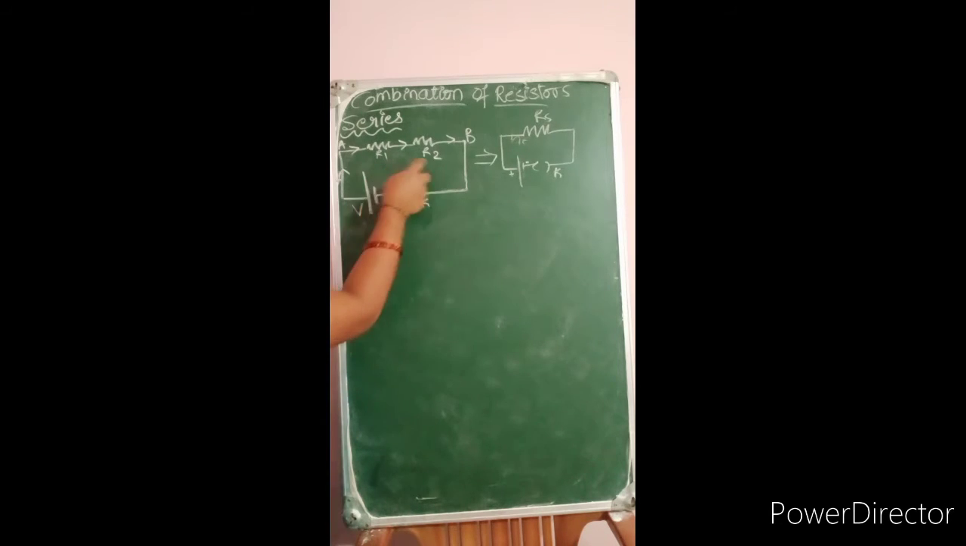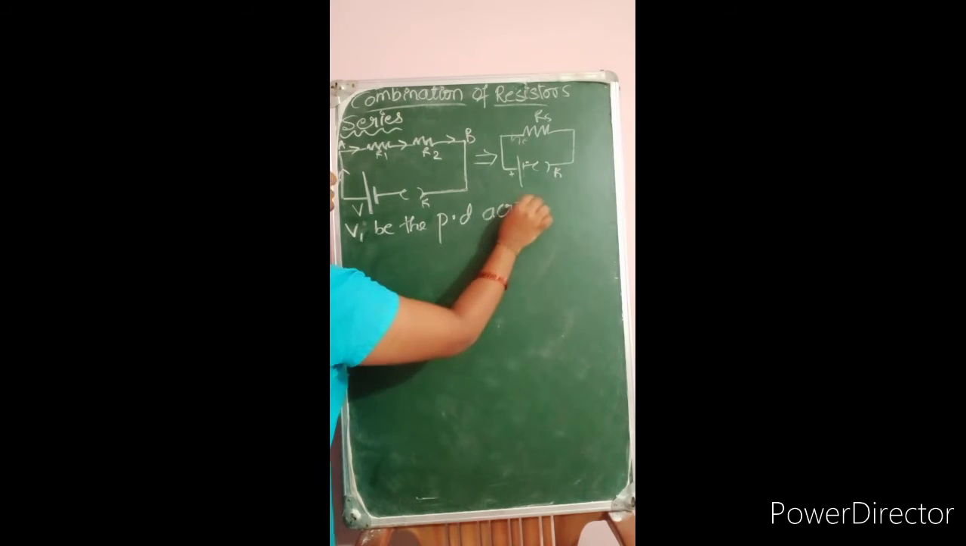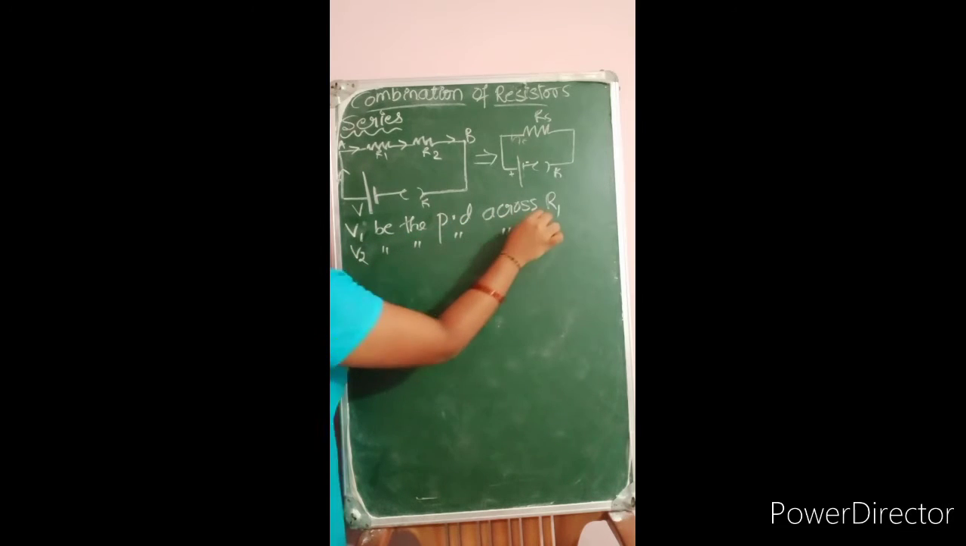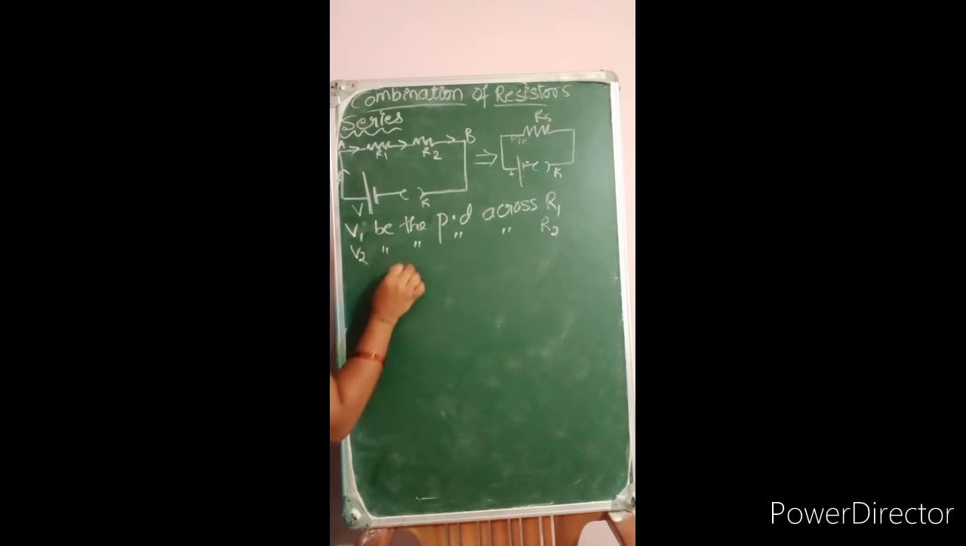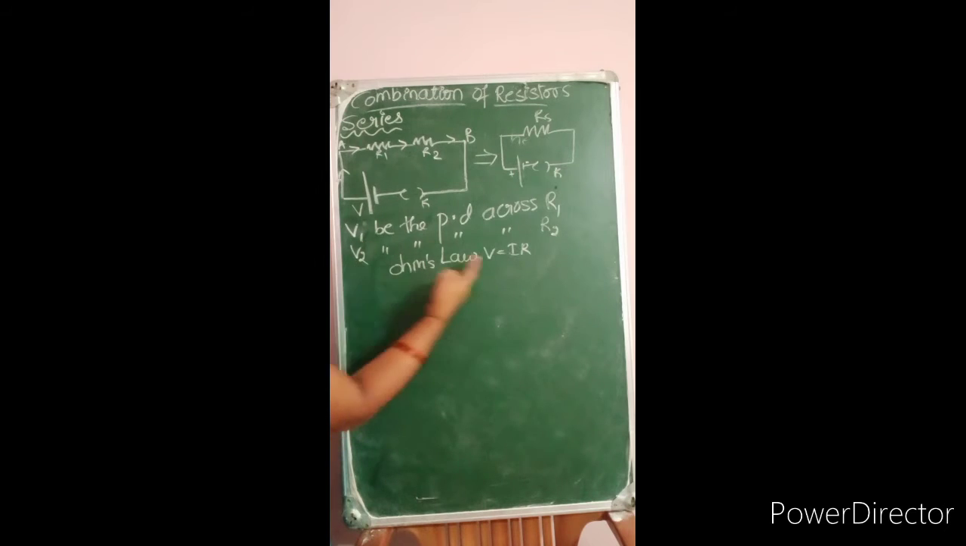Let us consider R1 and R2 are the two resistors. Let V1 be the potential difference across the resistor R1 and V2 be the potential difference across the resistor R2. According to Ohm's law, which we have already studied, V is equal to IR. So V1, the potential difference across R1, becomes V1 is equal to IR1. In the same way, V2 is equal to IR2.